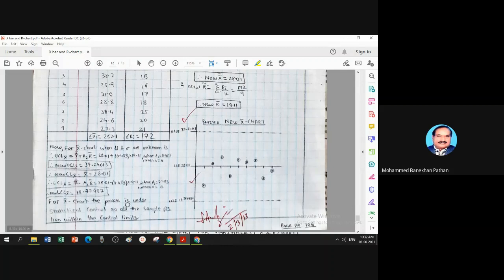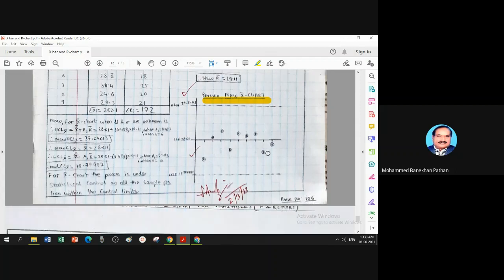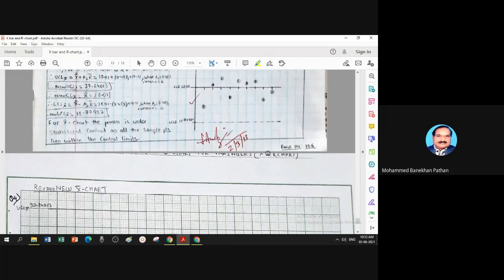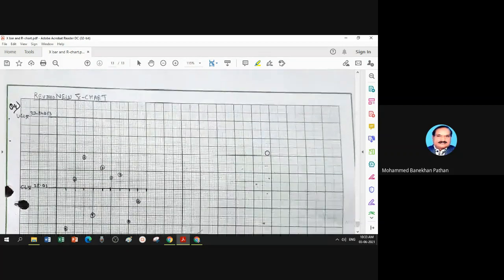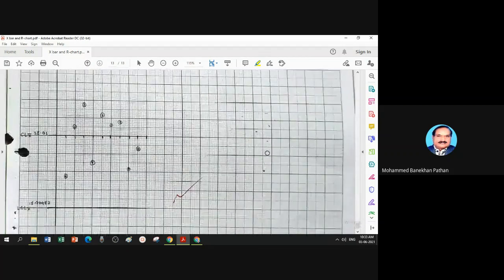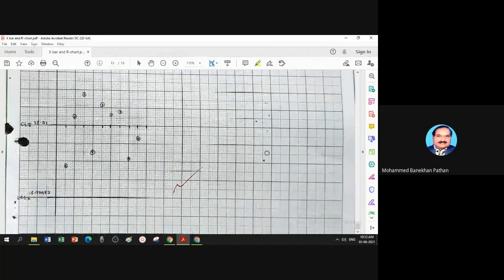For the X bar chart, the process is under statistical control as all the sample points lie within the control limits. So this is your revised chart. Now here all the points are within the limits. So this is going to be used for future purposes. So this completes your discussion about how to construct the X bar chart and R chart for given sample data.